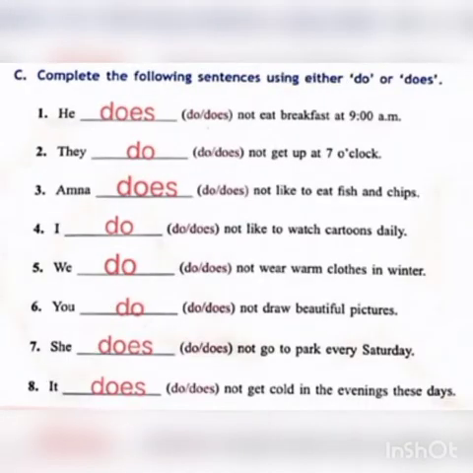In the next part, we will simply write does or do, and we have learned that we use do with I, we, you, they and plural noun, and does with he, she, it and singular noun. He does not eat breakfast at 9 a.m. They do not get up at 7 o'clock. Amna is a singular noun, so with singular noun we write does. Amna does not like to eat fish and chips.